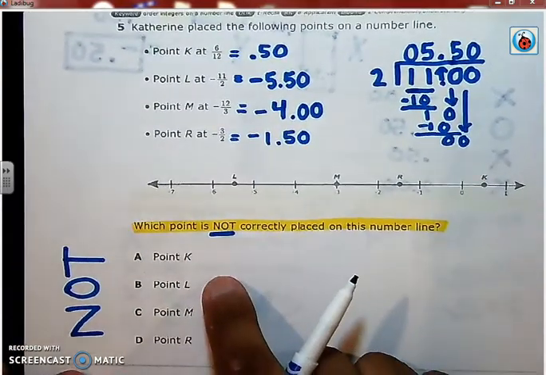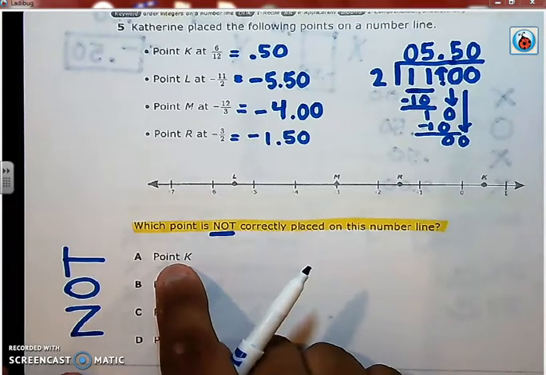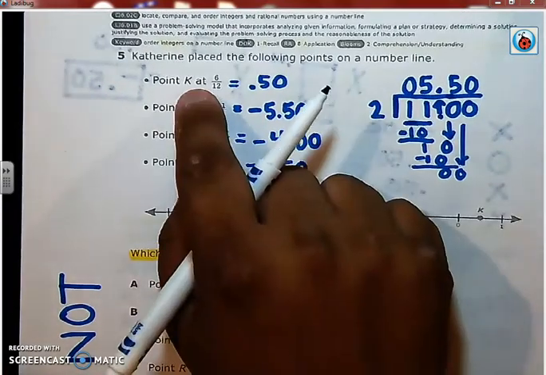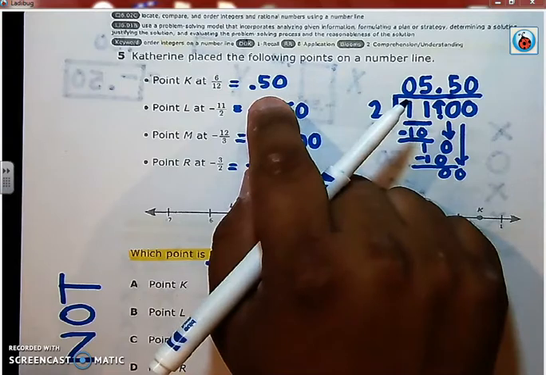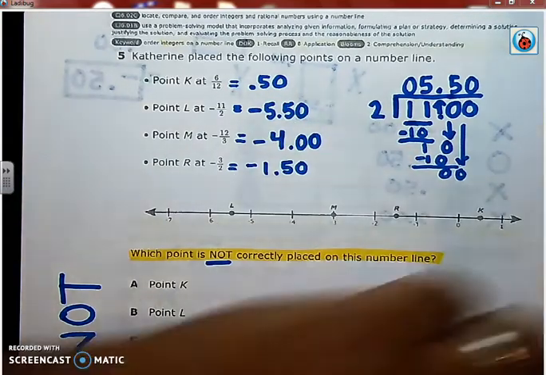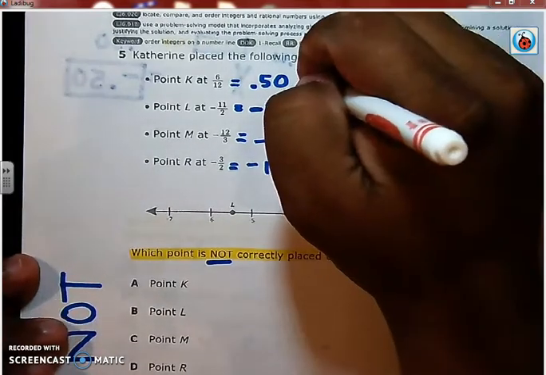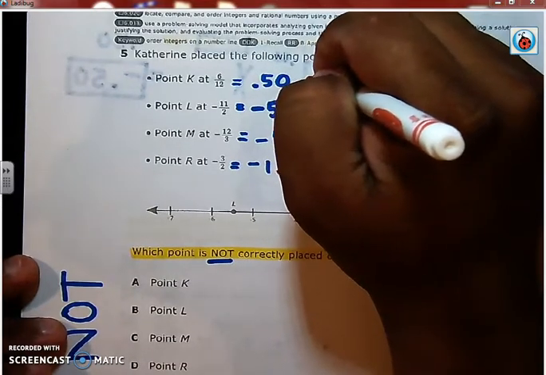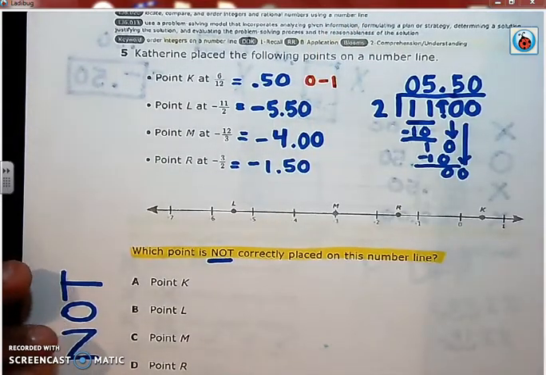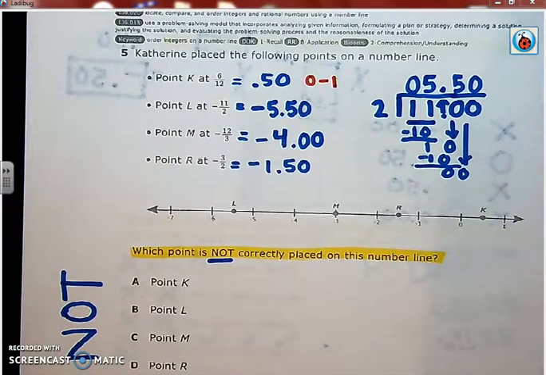So let's see. Point K. I want to know if that's in the right spot. Here's point K. We said that it's 50 cents. So I'm thinking to myself, between what numbers will I find 50 cents? Between 0 and 1 is where I'm going to find 50 cents. Between $0 and $1. So let's go to that on the number line.